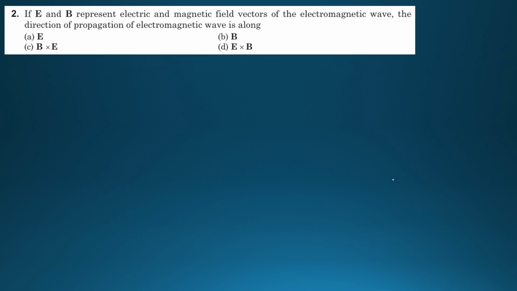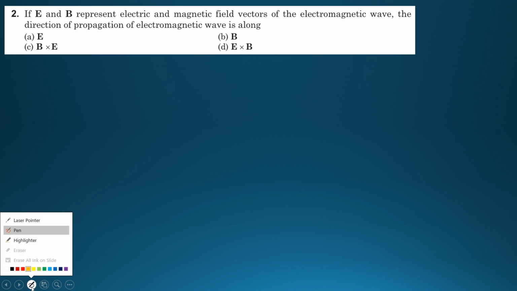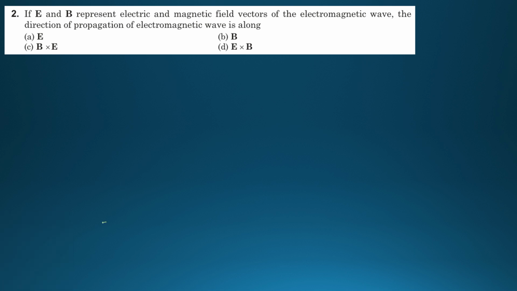If E and B represent electric and magnetic field vectors of the electromagnetic wave, the direction of propagation of the electromagnetic wave is along? Tell me, this is very simple. I've written it again and again. S vector, the pointing vector, is equal to E cross B. And this pointing vector is actually your direction of propagation of the electromagnetic wave.